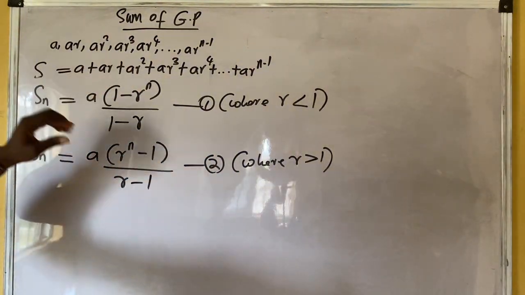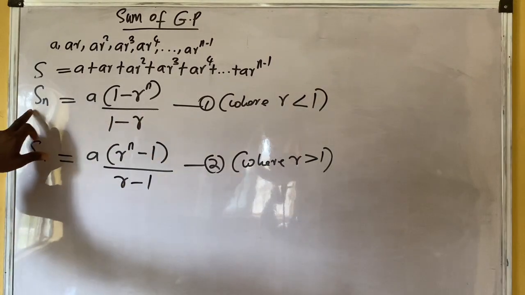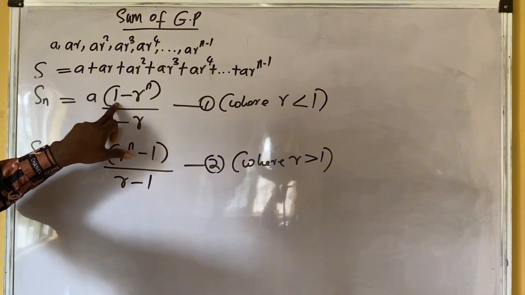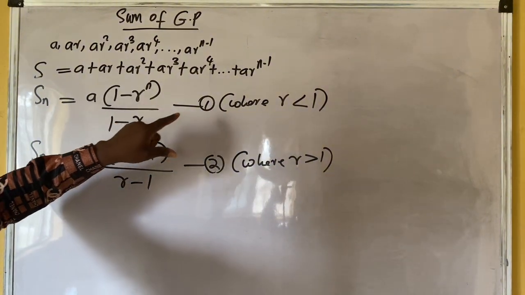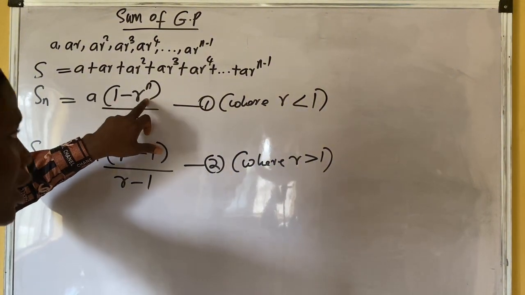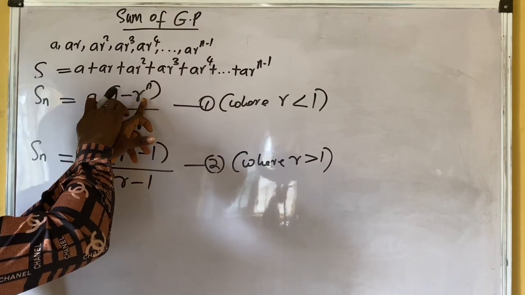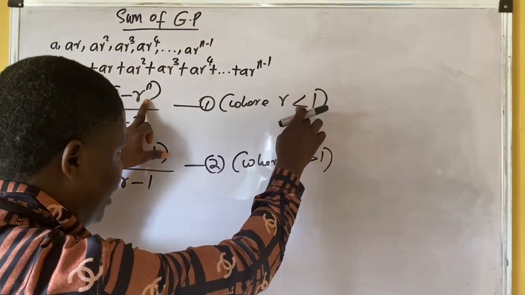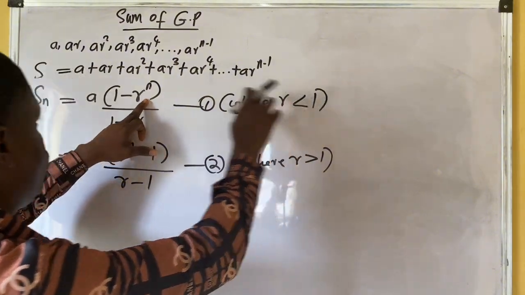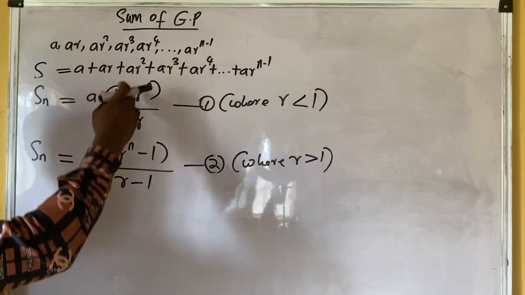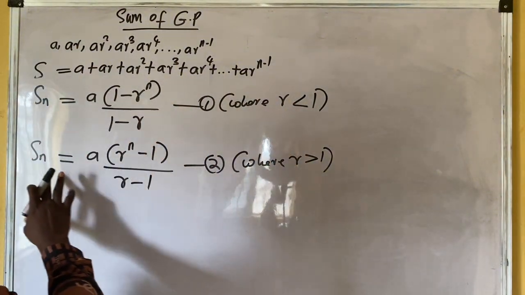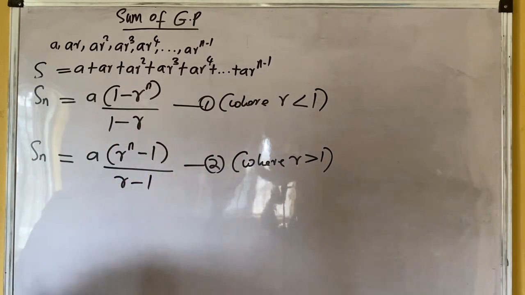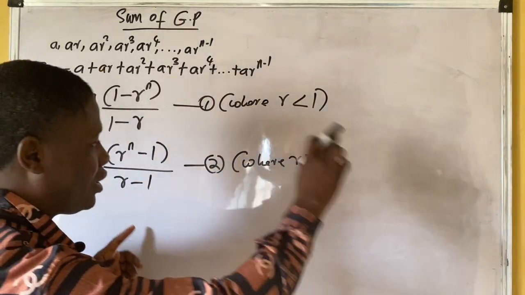Just note the difference. Here in the first equation, we have it that our sum is equal to A into bracket 1 minus R. You can see the 1 comes before the R because our 1 is greater than R, or our R is less than 1. That is why the 1 comes before the R. But in the second formula, our R comes before the 1. Why? Because our R is greater than 1.